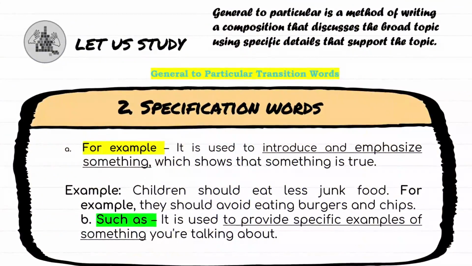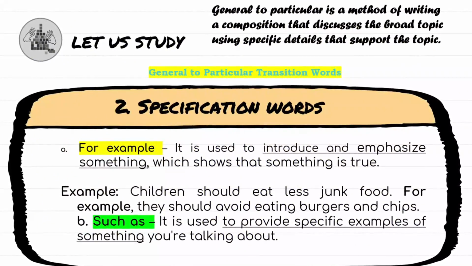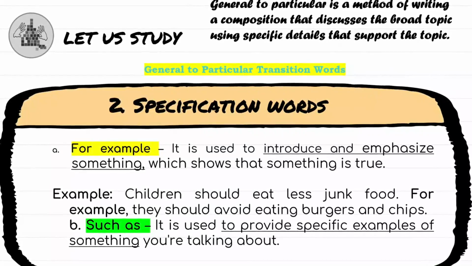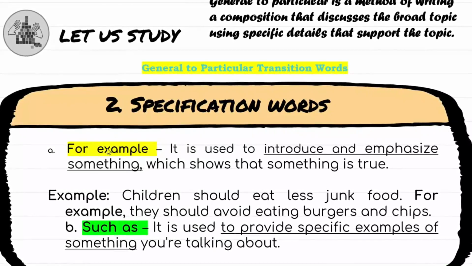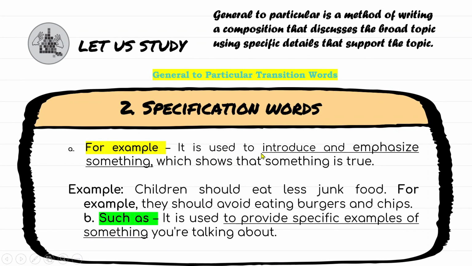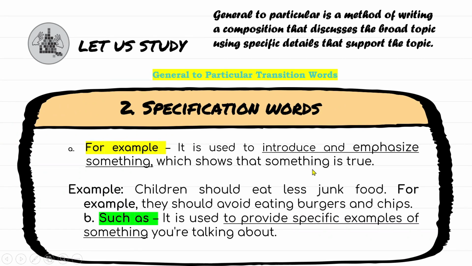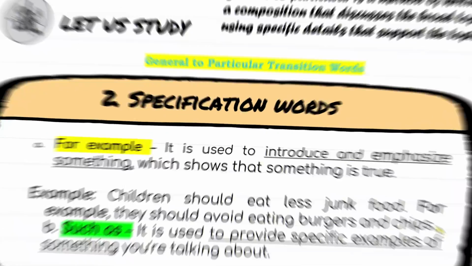Let us talk about specification words. These are the words that are used as transitional devices or words to express specific or particular ideas. The first one is for example. For example is used to introduce and emphasize something, which shows that something is true. We are using this to say something is true. Example: children should eat less junk food. For example, they should avoid eating burgers and chips.